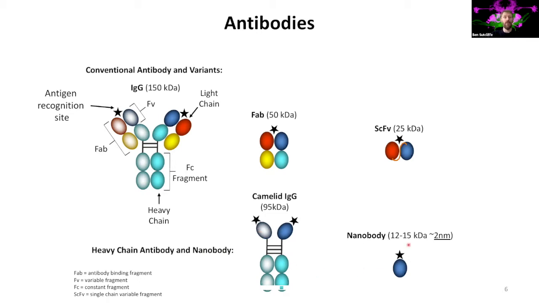alpacas, and camels. And using a nanobody is very good for super resolution, as it's very, very small, so on the order of 2 nanometers, and it can bind to your protein of interest. So you're not adding size to your protein of interest. For super resolution, that's important.